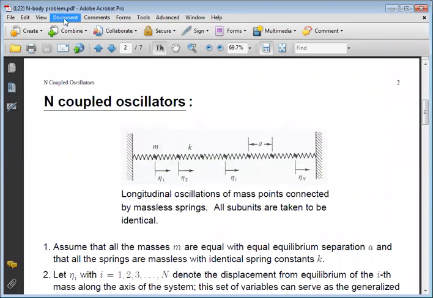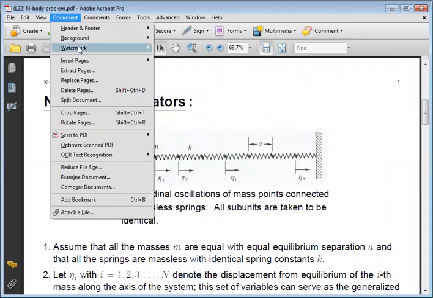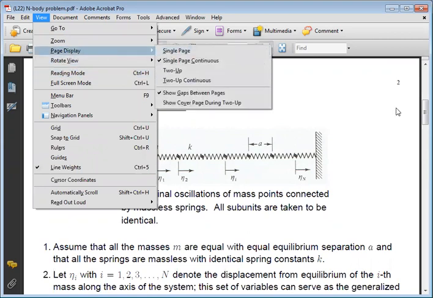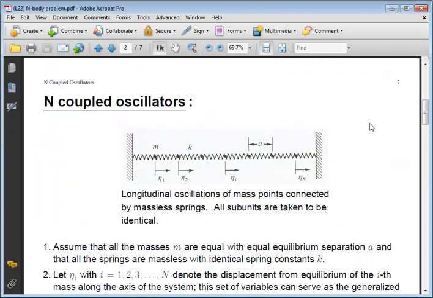All right. In this lecture, I'm going to discuss the N-coupled oscillator problem. In the last lecture, we discussed how we can tackle the problem of a system of a few coupled oscillators, particularly for 2, 3, 4, or 5.